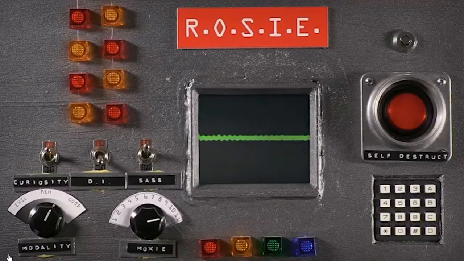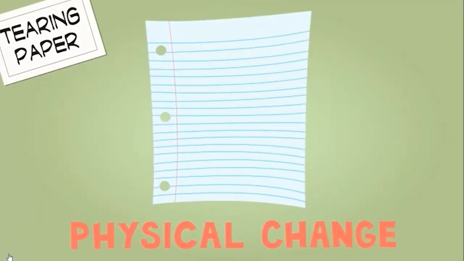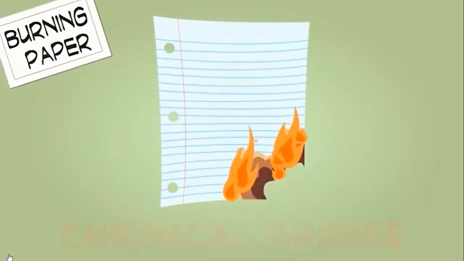Did you finish sorting your cards? I think I know how to sort them. Okay, show me what you've got. This one was easy. When you tear paper, it's still just paper. It's a physical change. Burning paper seems like a chemical change.